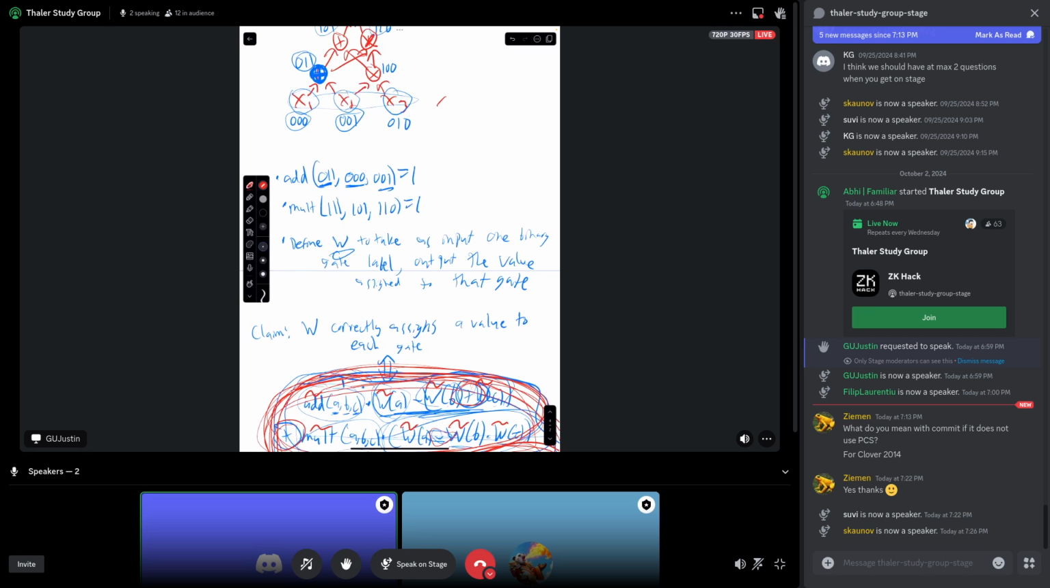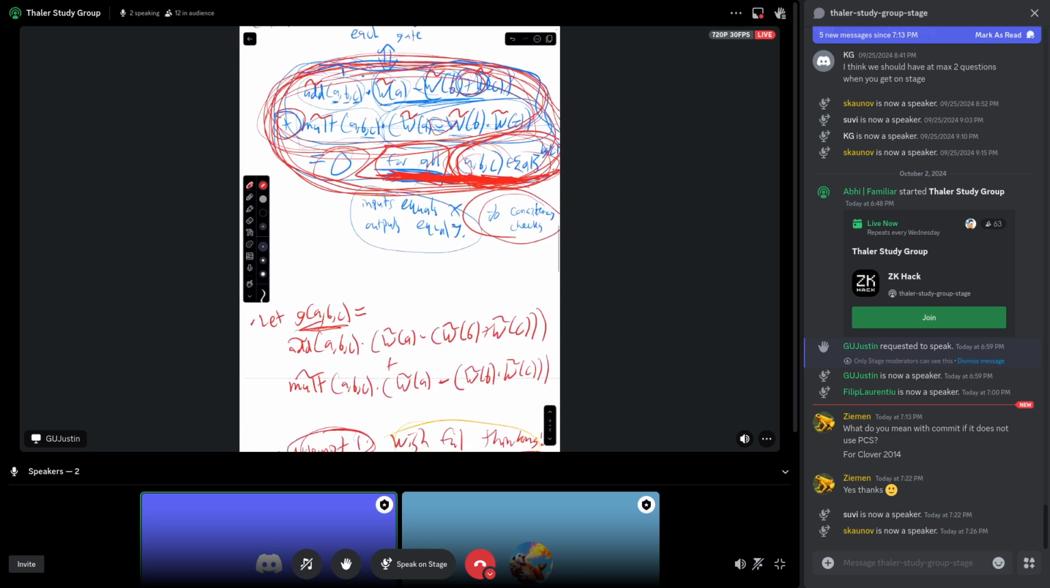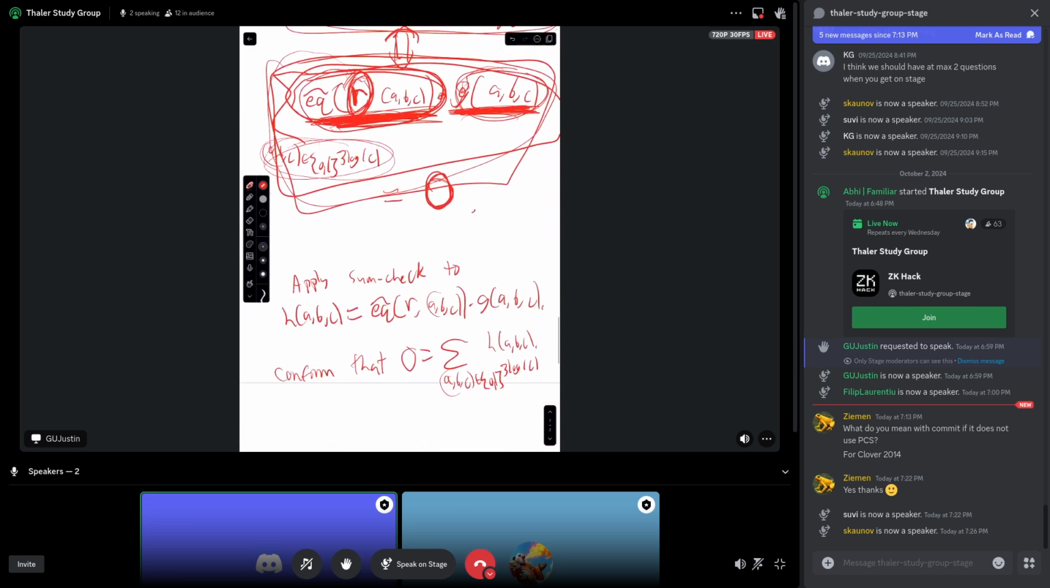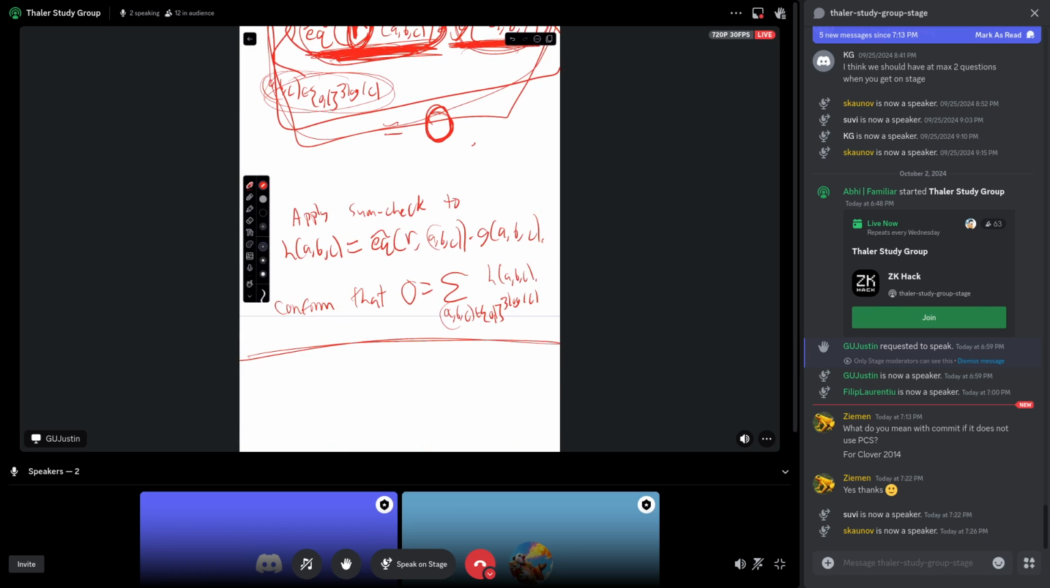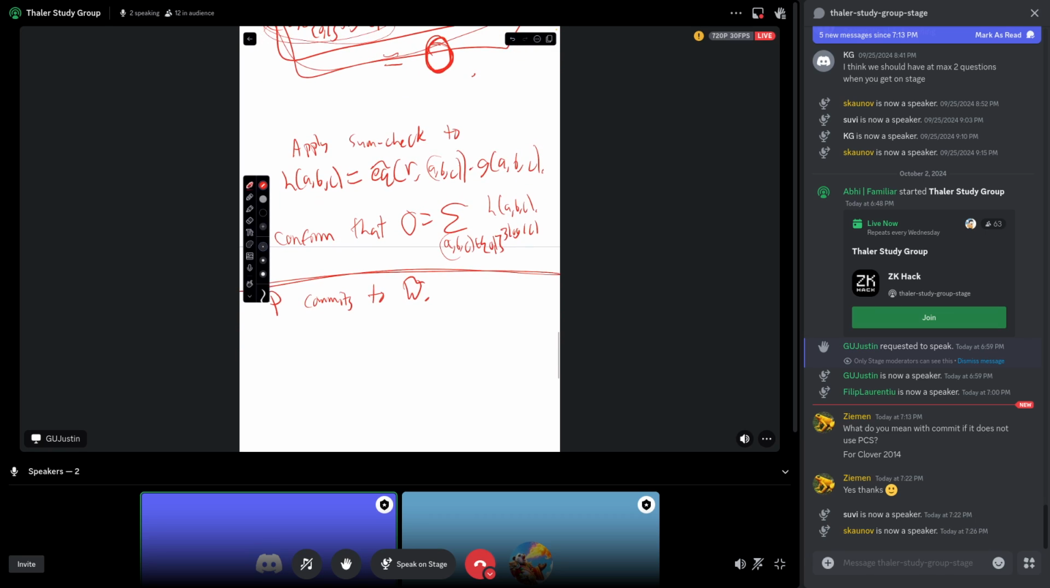Well, I guess I didn't say this, so let me say it now. Let me summarize what happens in Clover. The prover at the very start of Clover cryptographically commits with the polynomial commitment scheme to W tilde, and is claiming that W tilde is indeed the multilinear extension of the vector of gate values obtained by actually evaluating the circuit on the input, right?